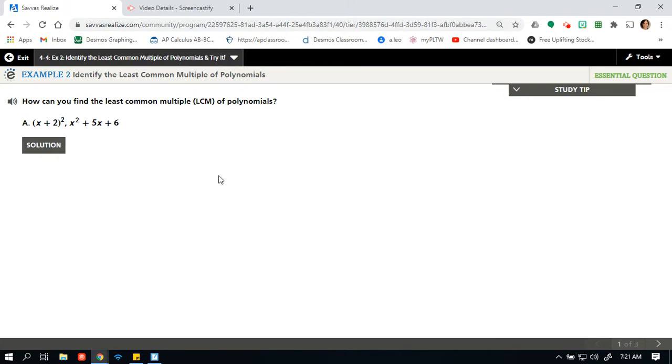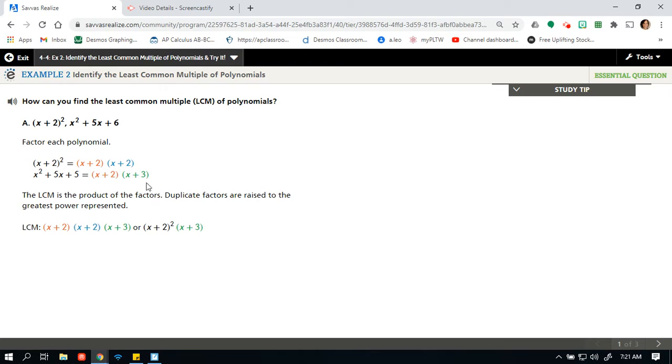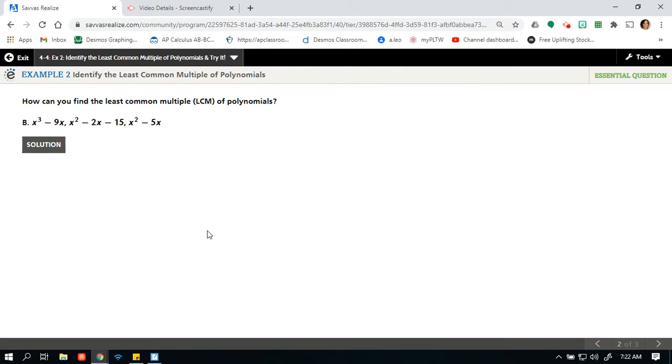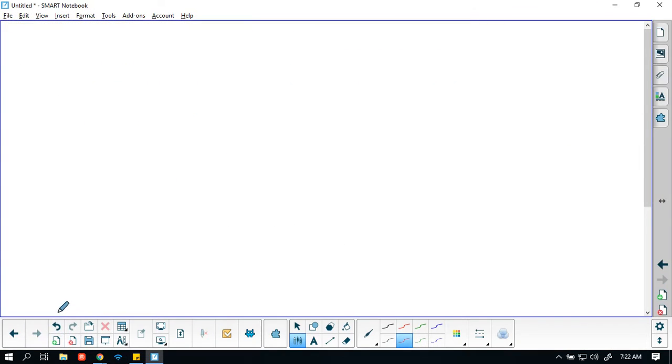All right, so let's go back. Let's see their solution. So there we go. Our least common multiple is x plus 2 squared times x plus 3. Looking at the second one, let's look at this one. How can you find the least common multiple of this polynomial?